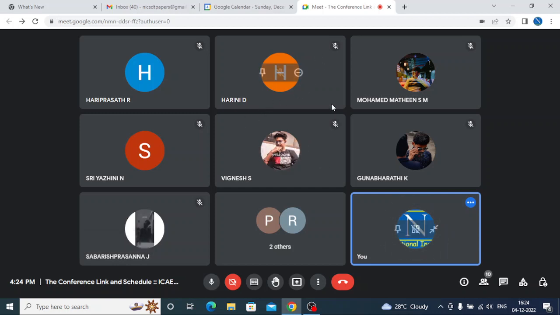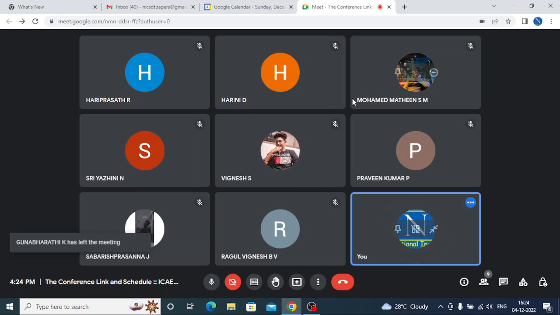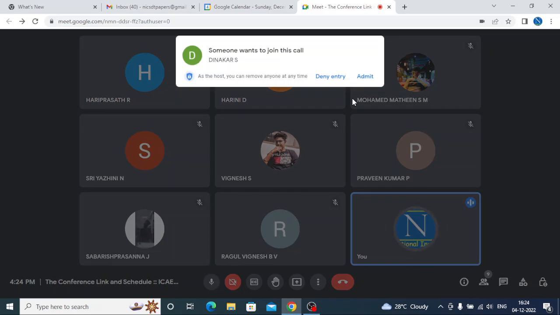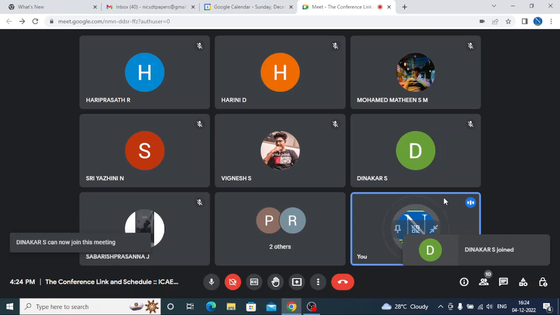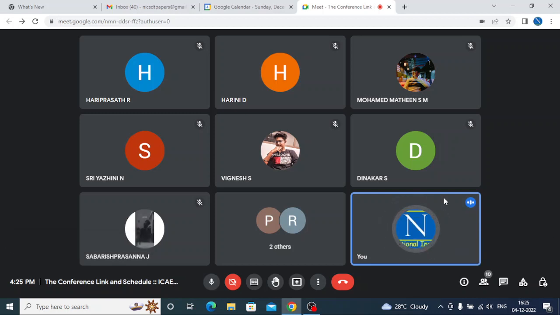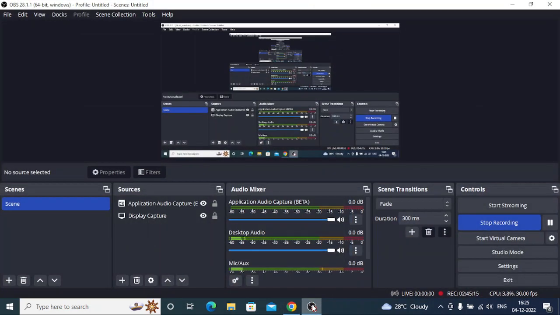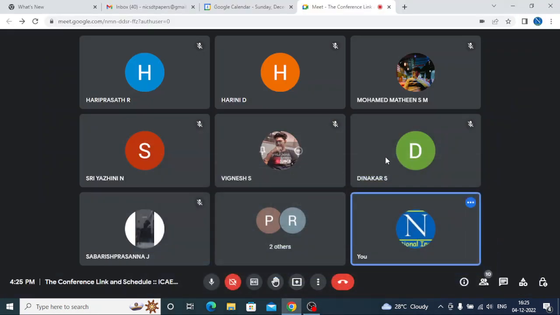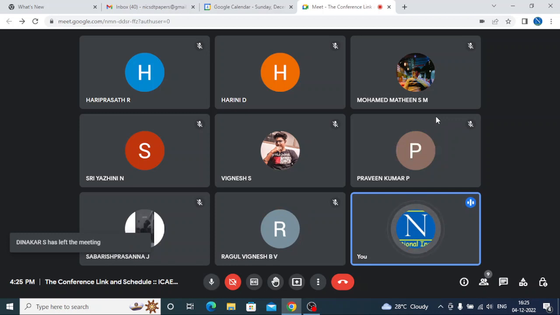Block diagram again. Paper ID 45, green energy technology. 46, multidisciplinary nature of IoT. 47. 45, 46, 47, 48, 49, 50, 52. Harini, Mohammad Matins, Vignesh, Praveen Kumar.